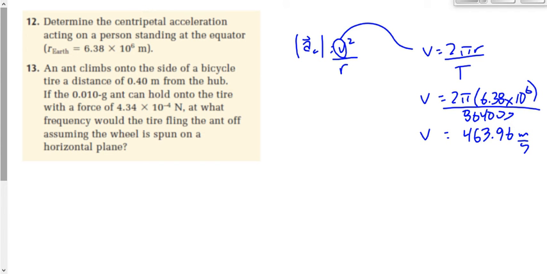If the Earth was to suddenly stop spinning on its axis, what would happen to you? You'd probably fly off in a straight line, right? We're not going to notice it as long as the Earth doesn't speed up or slow down. If it does, then that becomes a bit of a problem for us. 463.96, we have to square that and divide it by 6.38 times 10 to the 6. And we get a centripetal acceleration for question number 12 of 0.0337.